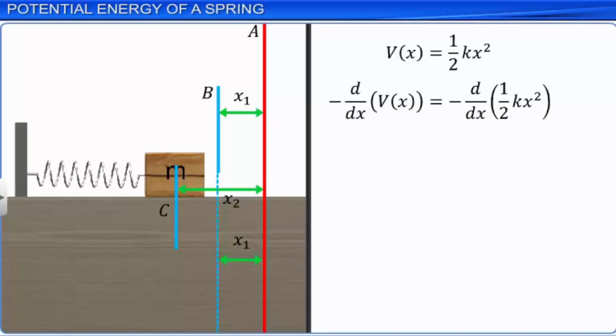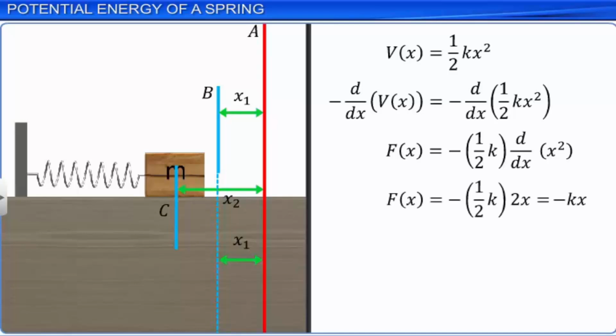On further simplification, we get F(x) equal to minus half k into d(x²)/dx. Thus, by doing the derivation of the equation of potential energy of a spring, we can easily verify the equation for the spring force as F(x) equal to minus kx, as shown.